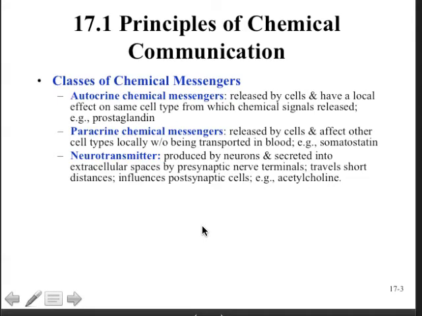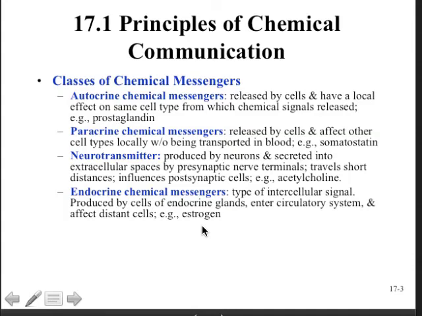A neurotransmitter is produced by a neuron. It's secreted into the extracellular space by the presynaptic terminal. Remember, those vesicles inside the neuron contain the neurotransmitter. They then travel a short distance through the synapse, and they influence the postsynaptic cell. And the postsynaptic cell might be another neuron, it might be a muscle, it might be any number of other tissue targets. It's short-acting, and acts primarily by changing membrane potential on the target.